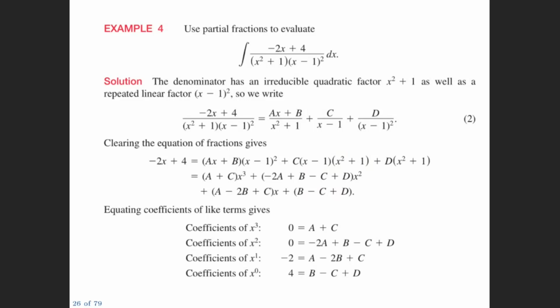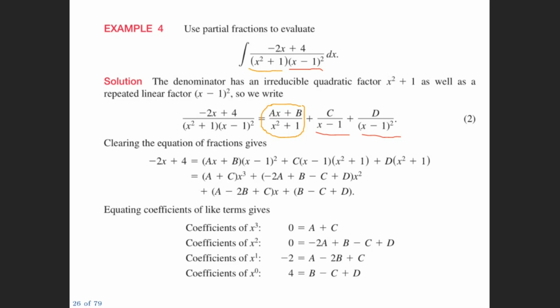Use partial fractions to evaluate the integral of (-2x + 4) over (x squared + 1)(x - 1) squared dx. So what do we have on the bottom? We have one factor of x squared + 1. So when we use partial fractions, it's going to be something over x squared + 1. And we also have 2 powers of x - 1. So we need to have something over x - 1 to the power 1, and we need to have something over (x - 1) squared.